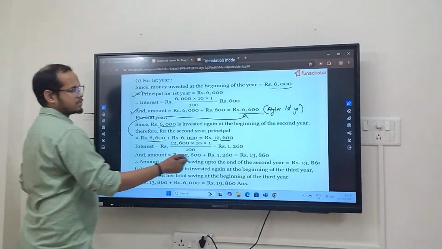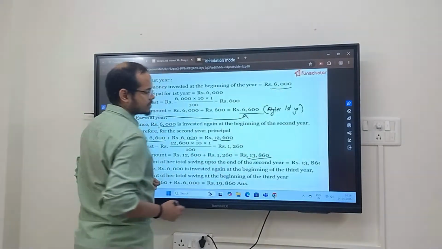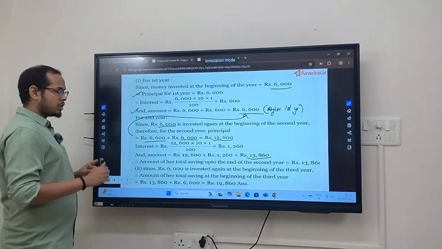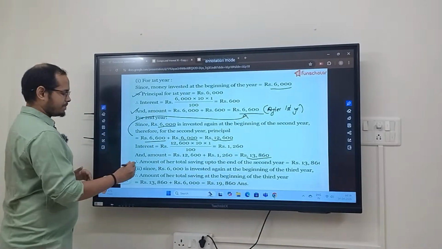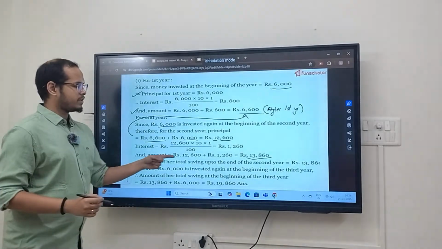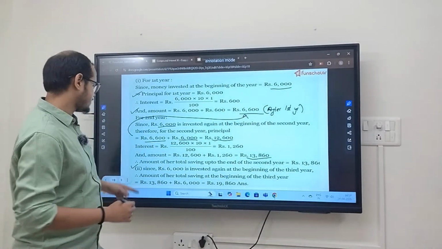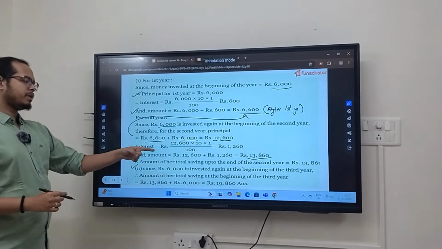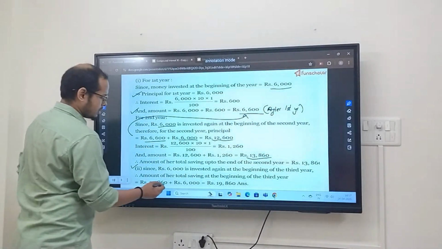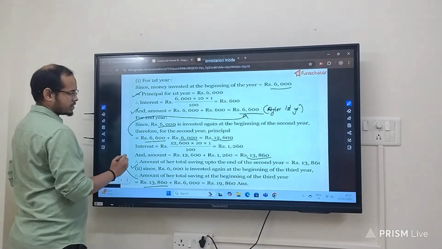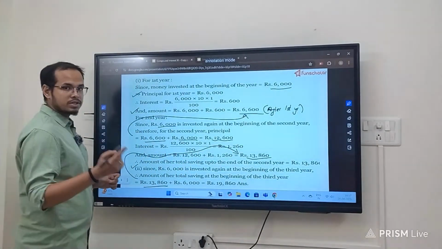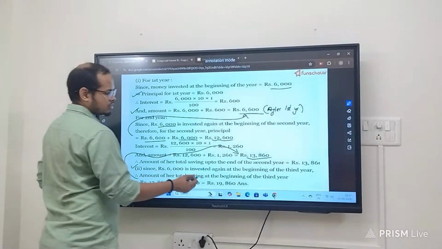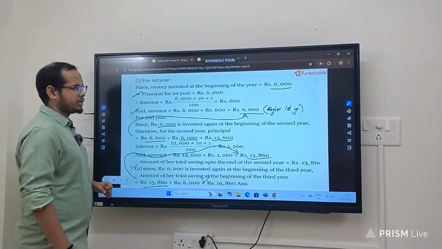So the amount becomes 13,860. Now this will move forward into the third year as the total principal. Since 6,000 is invested again at the beginning of the third year, the amount of our total savings at the beginning of the third year is nothing but 13,860 that we have got from this portion and the 6,000 that was invested again by her. So the total amount is 19,860.